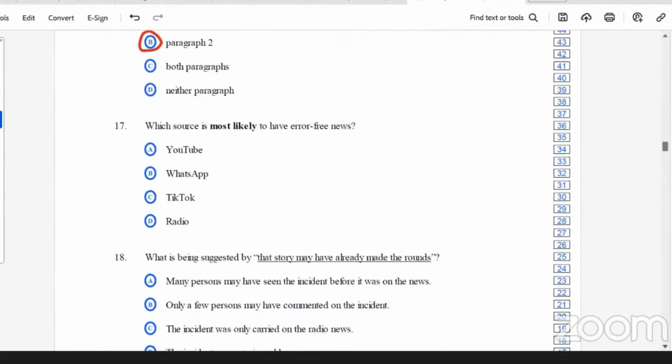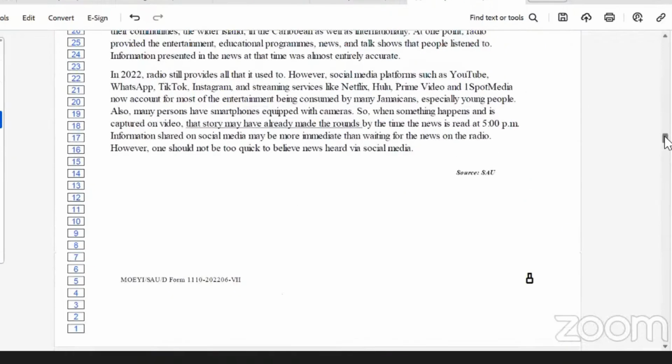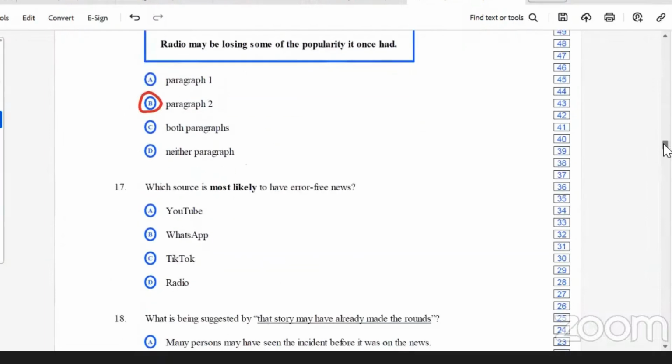All right, question 17. Which source is most likely to have error-free news? Is it YouTube, WhatsApp, TikTok, radio? And again, as it relates to paragraph 2, in the last sentence it says, however, no one should be too quick to believe news heard via social media, because again, these sources have not been vetted and it's just based on a person's point of view. But with the radio, they have to be a little bit more careful with what they broadcast. So the radio would be most likely to have error-free news. So the answer for question 17 is D.